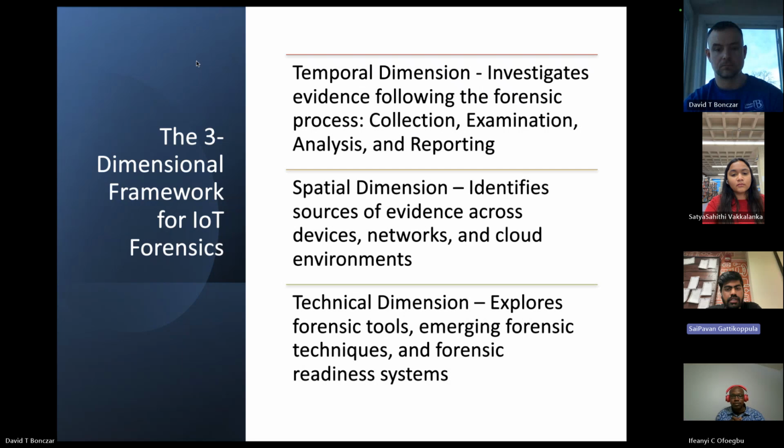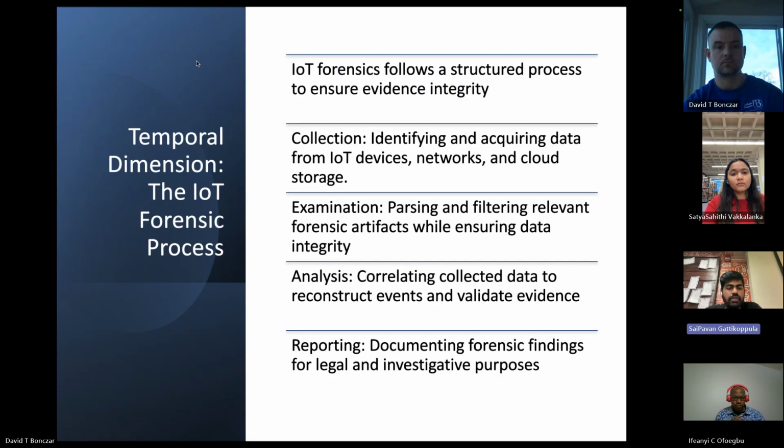Next slide, please. The three key dimensions of the IoT forensic process: the temporal dimension, collection and examination, and the analysis, correlating collected data to reconstruct events and validate evidence, and reporting, documenting forensic findings for legal and investigative purposes.